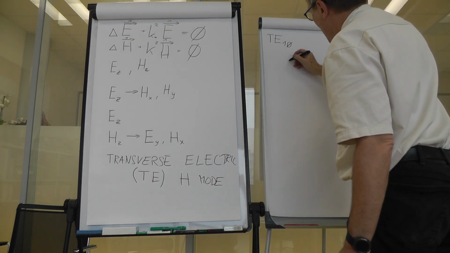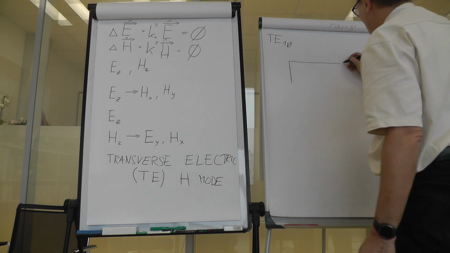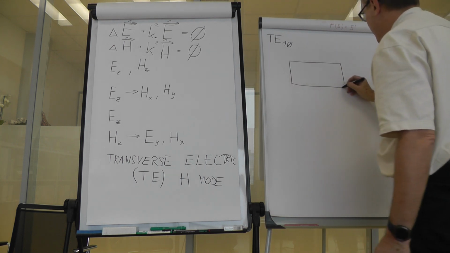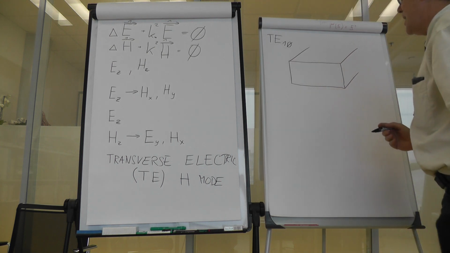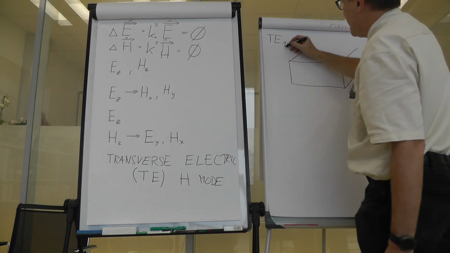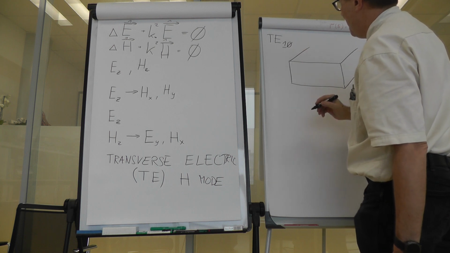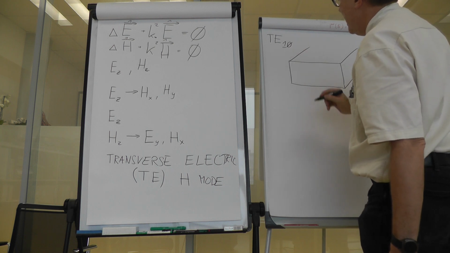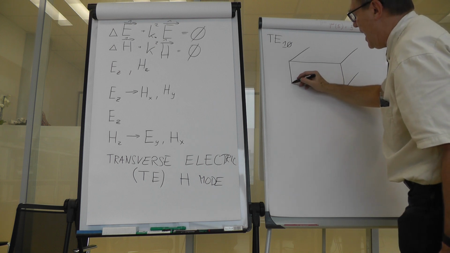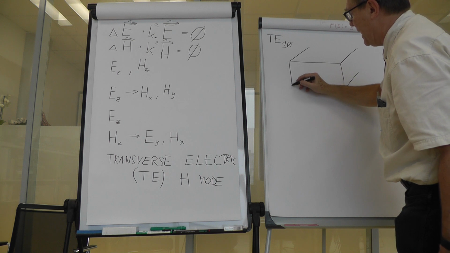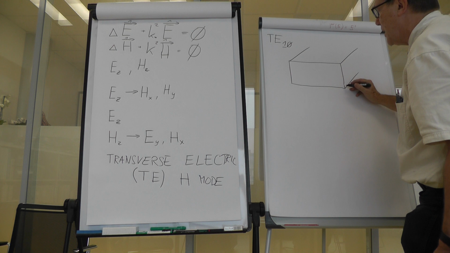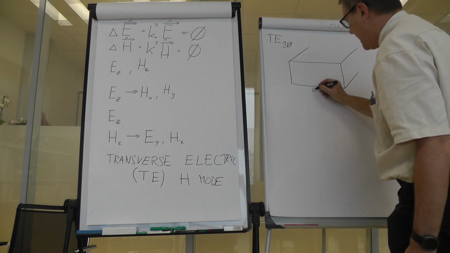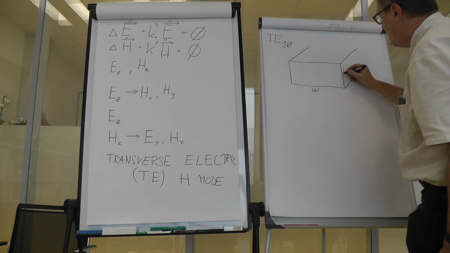if you have a TE mode and you have a rectangular waveguide, so we have a cross section of the waveguide, let's say described like this. So the first number tells you how many half waves of a sine is located along the longer wall of the cross section. So let's call that A, the shorter one let's call B.